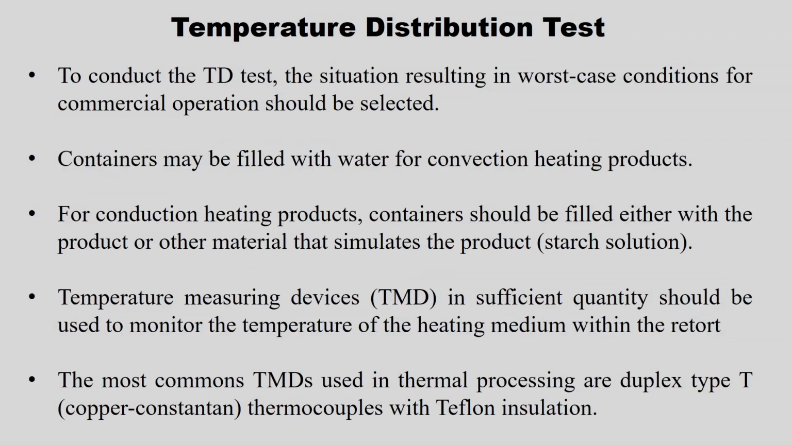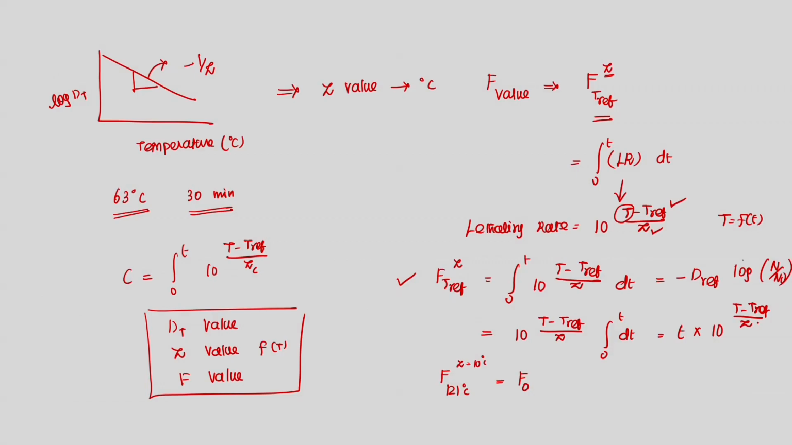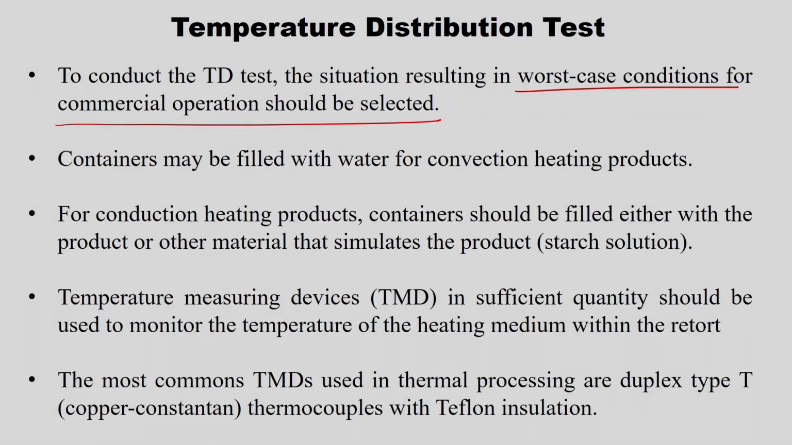So, to conduct the DD test, the situation resulting in worst case conditions for commercial operation should be selected. This worst case condition is nothing but whenever I select the F value, from which I will calculate the F value. So, for this we go for a safer F value. For example, if my F value is 2.4 minutes, which is for 12D reduction of Clostridium botulinum, I would like to go for 4 times or 5 times of that, right. That means I am ensuring my process is safer, right.